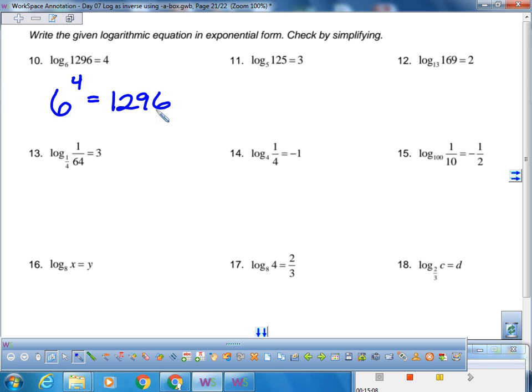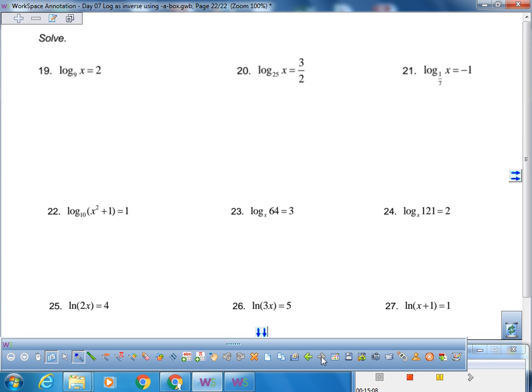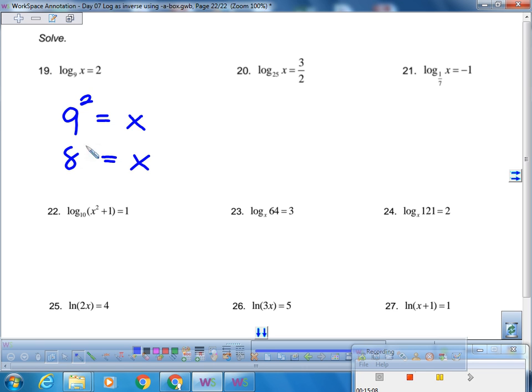No, I'm almost done. Almost done. Hold on. Guys, these are the harder ones right here. Okay, ready? So I'm going to rewrite it. 9, right, is my base. My exponent is here, equals x. So what does x equal? We're solving for x.